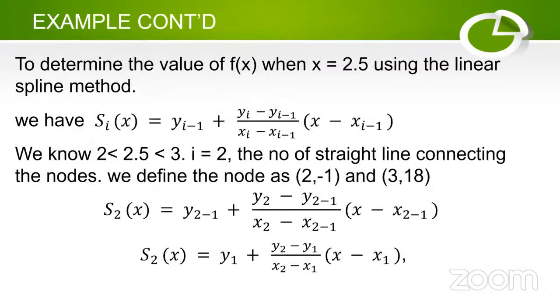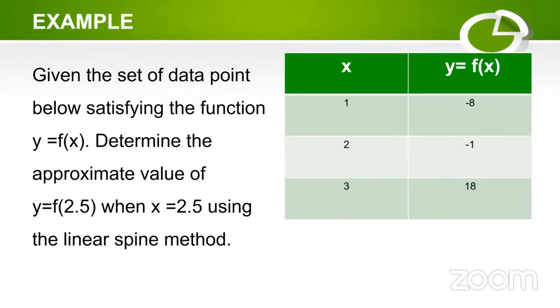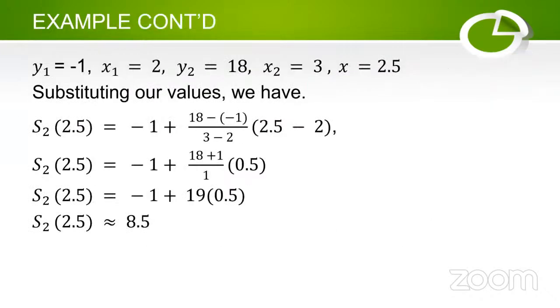From our table, we can determine the values of our y1, y2, s1, s2, and our x. From our data points, we know that the value of our y1 is given as minus 1, which is the value of our y at the first node, and our s1 is given as 2. Our y2 is given as 18, and our s2 is given as 3.